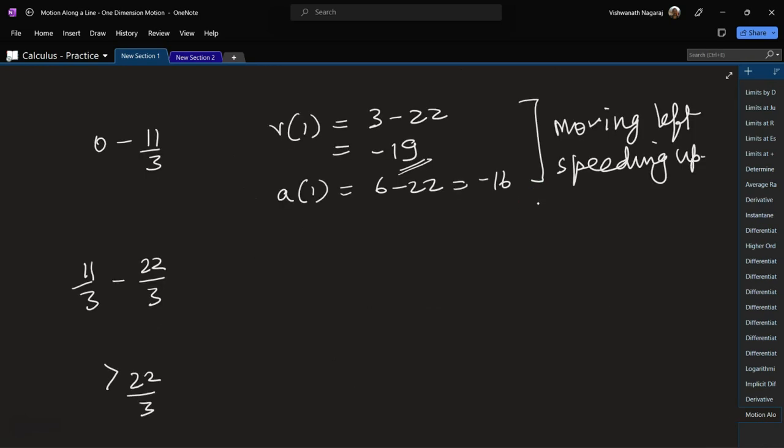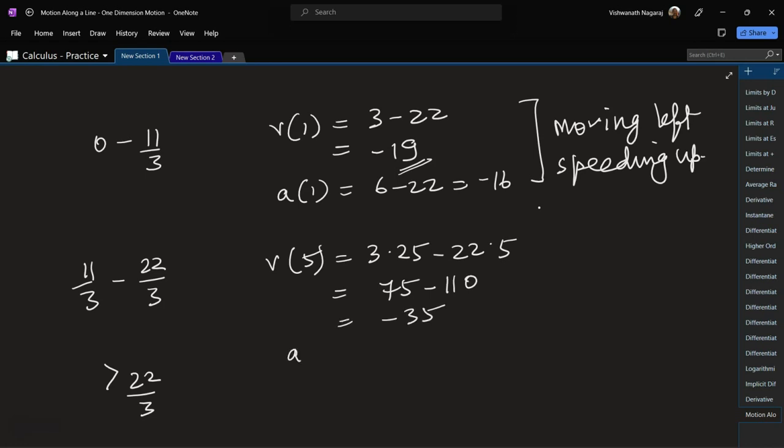Okay. Now, here in this case, this is 3.33, this is 7 point something. So let's take v of 5. So we have 3t squared minus 22t. So 3 times 25 minus 22 times 5, which gives us 75 minus 110, which gives us minus 35. Now what about a of 5? That gives us 6 times 5, that is 30, minus 22, which is equal to 8.